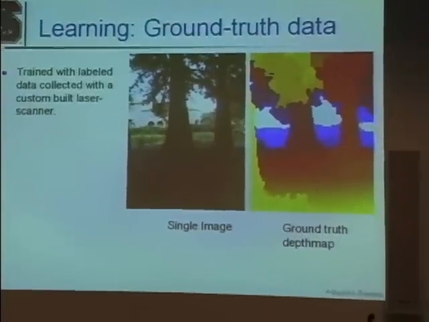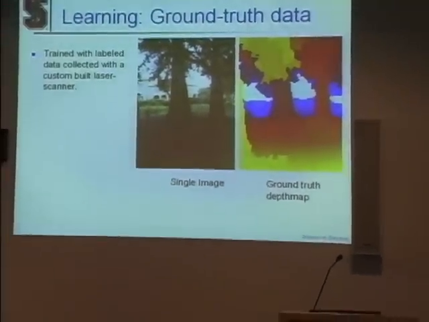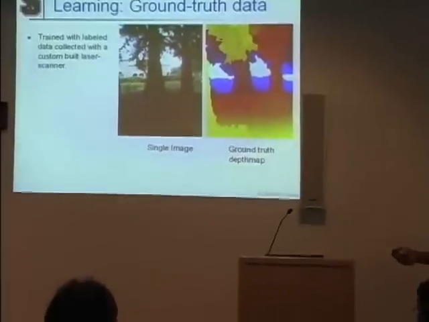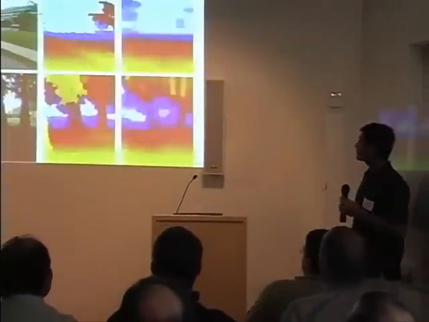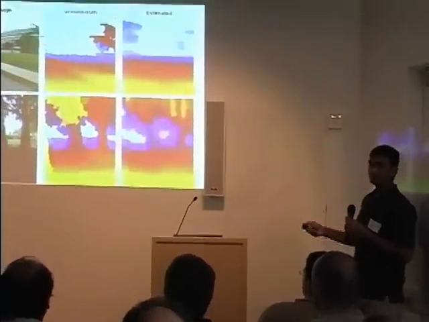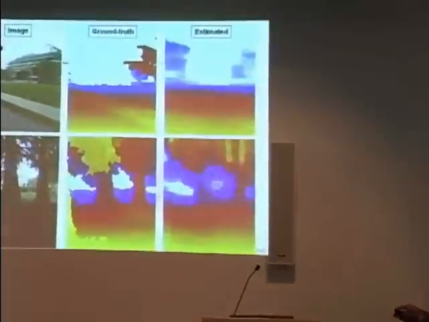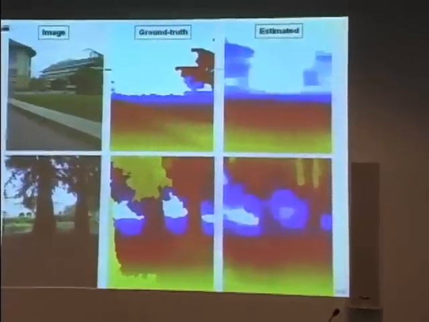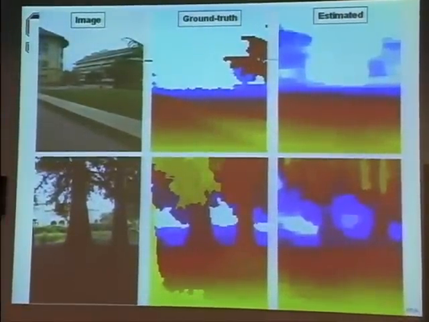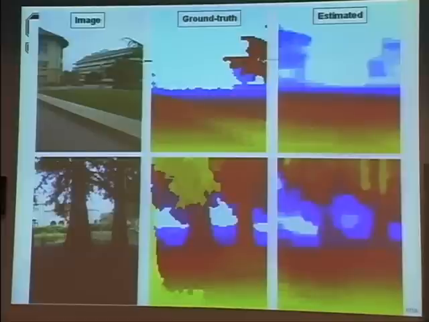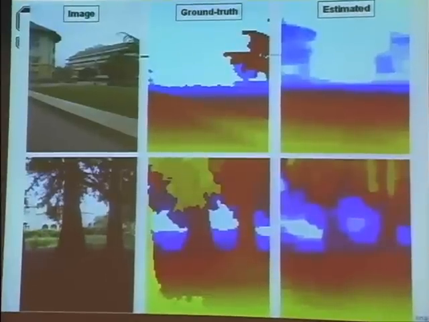So after we train our learning algorithm on this data, the image and the ground truth depth map, let's see how it performed on some test images. So this is the original image that was taken from a usual digital camera. And this is the ground truth depth map collected from the laser scanner. And this is the output of our learning algorithm. So here yellow points are closer, white is farther away.